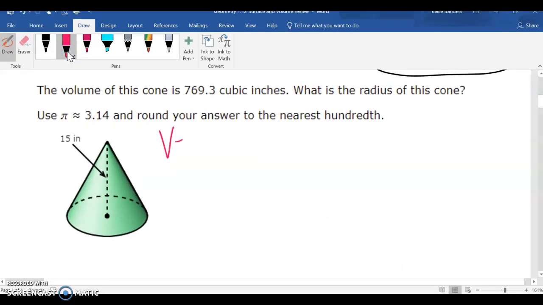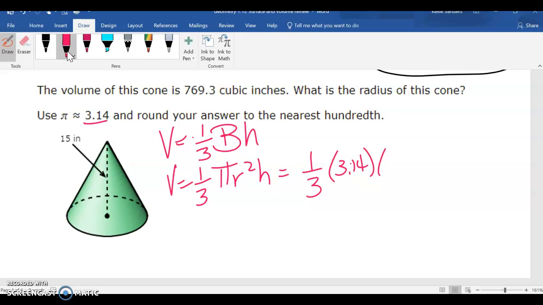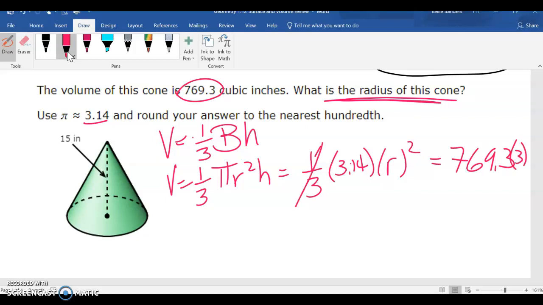Volume of a cone: 1/3 area of the base, which would be big B, times height. The shape of the base is a circle, so the area of the base is pi r squared, so 1/3. We're going to use 3.14. We do not know the radius because we're finding it, but if we did know the radius and plugged it in, we would get 769.3. To undo this, we multiply by 3. 769.3 times 3 is 2307.9.